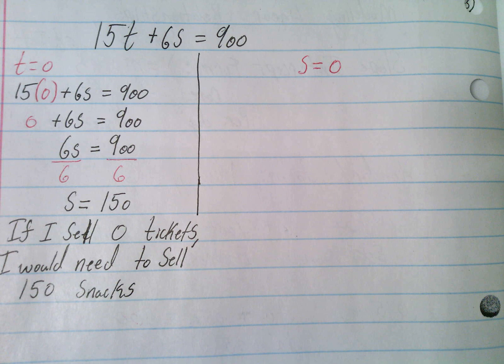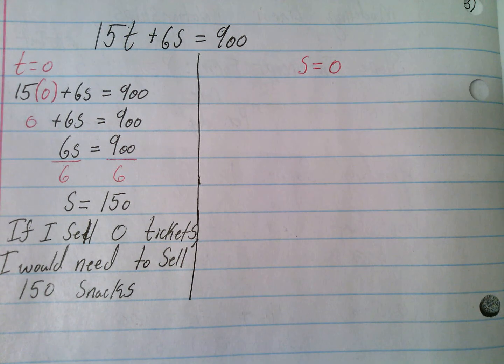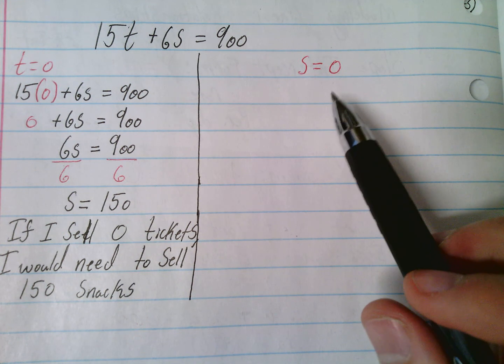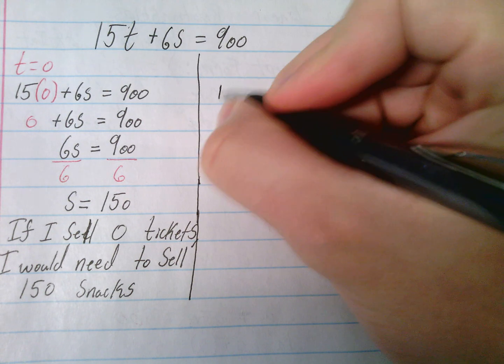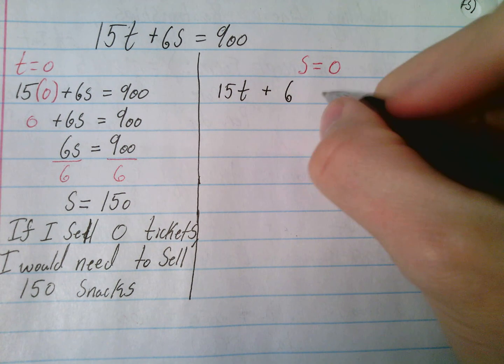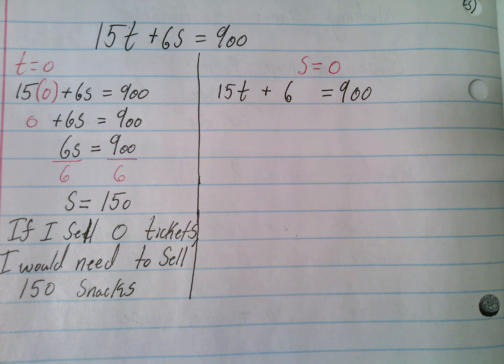And the reason I might say that that's not real reasonable is because if I don't have anybody there, who am I supposed to sell snacks to? That doesn't always make much sense. But for the case of this equation, that's how I would need to meet my goal. Well, if s is 0, and we plug 0 in for s, so I have 15t plus 6 times 0, I still want my total to be 900.